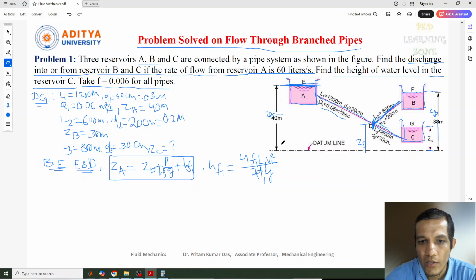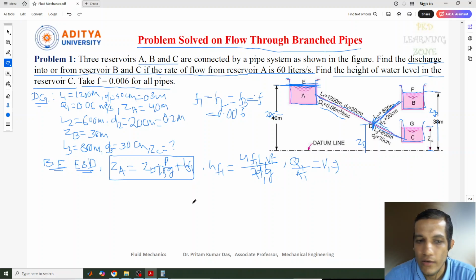Now here if you see, F value is given, I hope. Yeah, this is F value for all, F1, F2, F3. We can write all are the same. Here F1, F2, F3 equal to F we can write, and that is equal to 0.006. So F value given, L value also given, V value not given in this, and D1 given, G given. So we know that discharge Q is given, so Q by A, or you can write Q1 by A1 equal to V1. So we can calculate this one value.